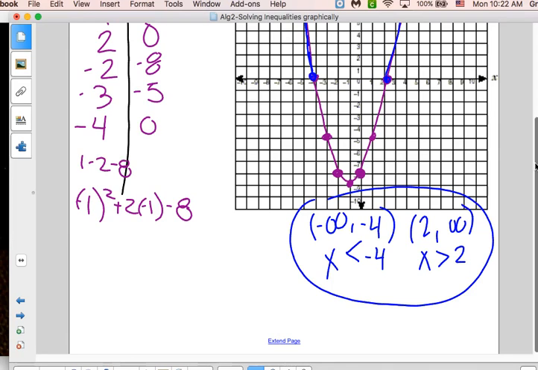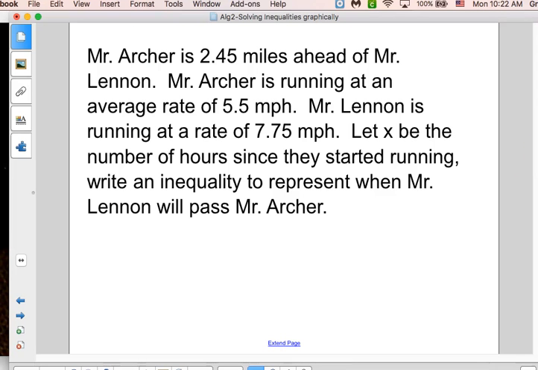We have one story problem we're going to look at. You don't need to copy these words down, but I would copy down our equations and then the little picture we're going to have. Mr. Archer is 2.45 miles ahead of Mr. Lennon. Mr. Archer is running at an average rate of 5.5 miles an hour. Mr. Lennon is running at a rate of 7.75 miles an hour.